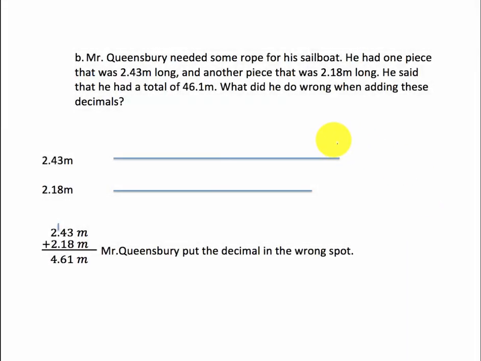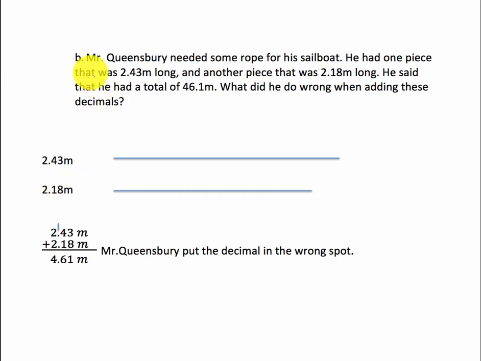Okay, for this word problem, it says that we have Mr. Queensberry. He needs some rope for his sailboat. He had one piece that was 2.43 meters long and another piece that was 2.18 meters long. He said that he had a total of 46.1 meters. What did he do wrong when adding these decimals? So we need to figure out what went wrong. Here are my two pieces of rope. I've got one that's 2.43 meters, or 2 and 43 hundredths of a meter, and then another is 2 and 18 hundredths.